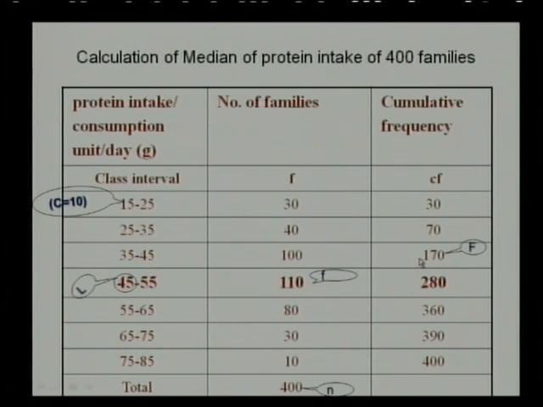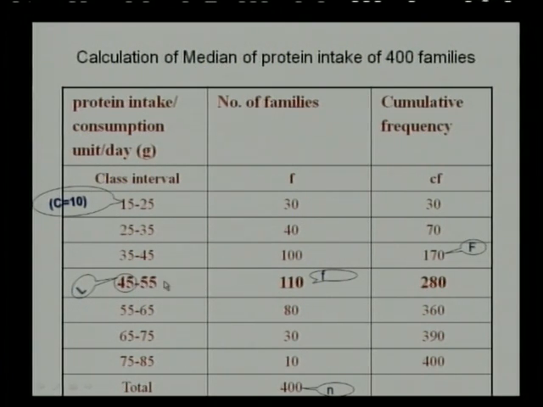Just go on checking whether my 200th observation has been covered or not. So still we have reached only up to the 170th observation. So here 200 we have not reached. In the next class, what is happening? We are crossing 200. Now see, this total is 280. So now we are crossing 200, so stop here and see the class 45 to 55. What is the frequency? 110. So I must understand that my median lies in this class interval.